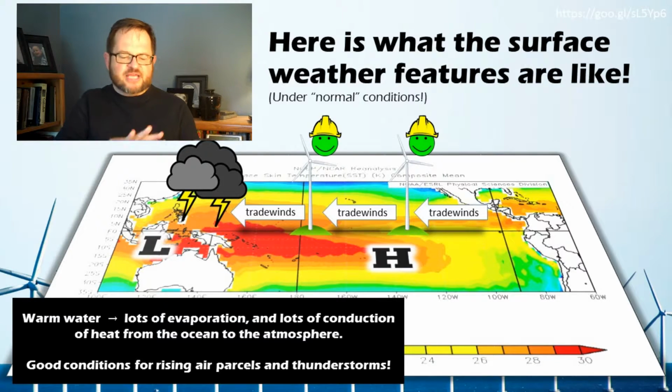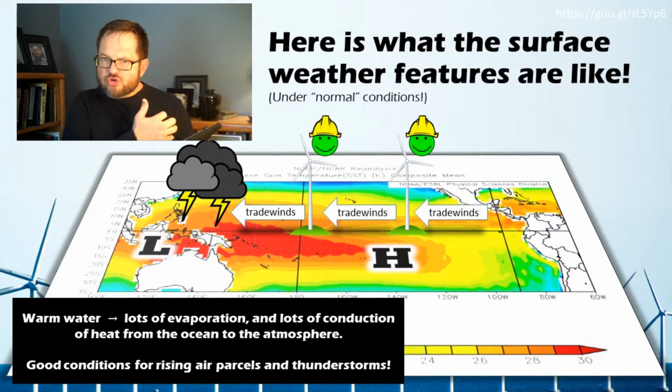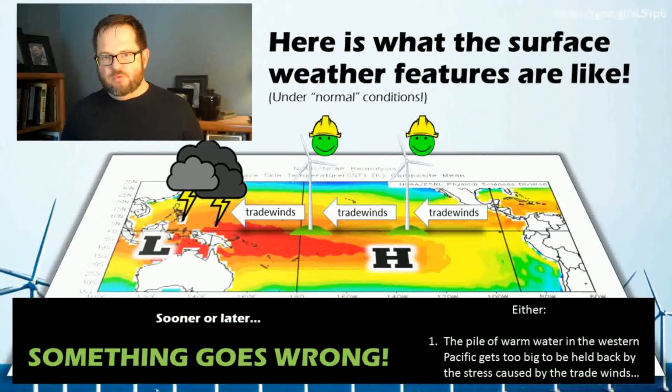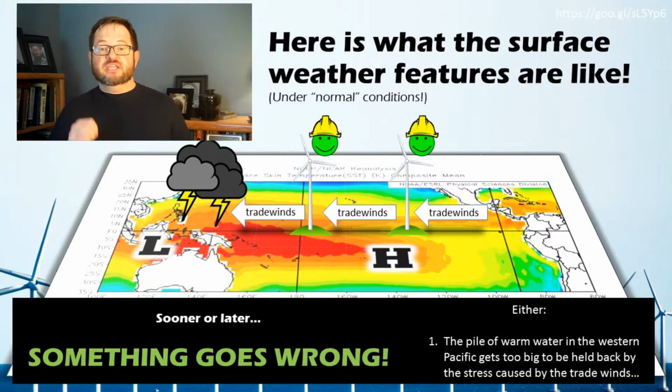So I've kind of built this diagram here that shows you persistent trade winds and happy wind power engineers all along the equator, low pressure in the western Pacific, higher pressure in the eastern Pacific, and rainy conditions out there in like Indonesia and Australia. And that would be our normal or average condition across the Pacific Ocean, but it doesn't stay that way. Sooner or later, something goes wrong to screw this up.